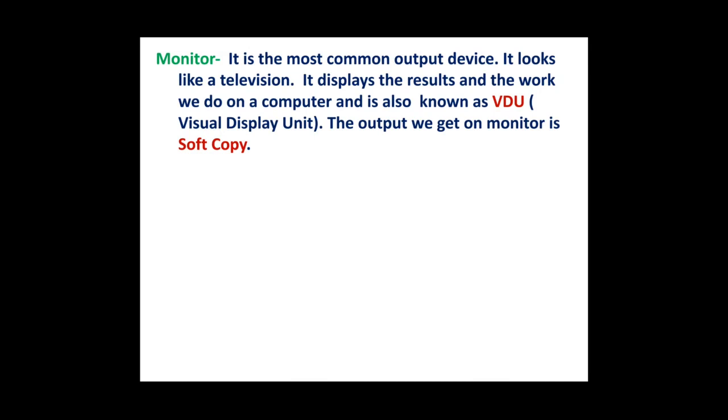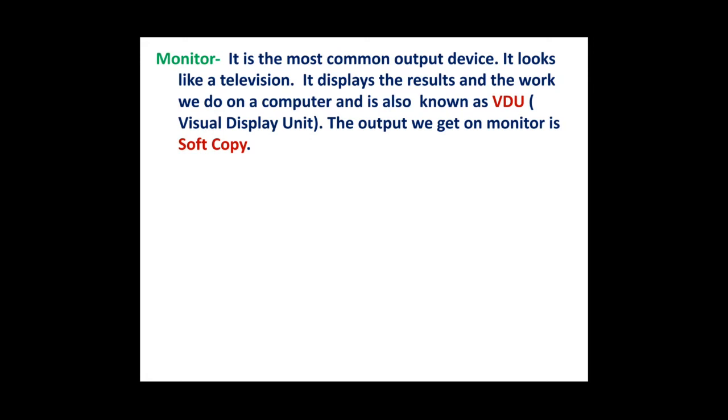You all know it looks very similar to a television, and there is another name given to it, that is VDU. So you need to remember this. The full form is visual display unit, something that we can see, visual. The output that we get on monitor is a soft copy. Now here I'll explain what is soft copy. That's something that you cannot touch. Whatever comes on monitor we cannot touch, you can only see it. So that's why it's called a soft copy output. Something that you can touch, that is a hard copy.